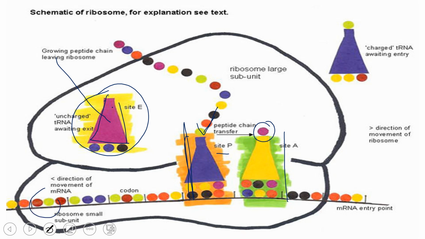And these are different codes. This code is going to be recognized by this tRNA anticodon, which we saw yesterday also. Every tRNA has an anticodon. This anticodon is complementary to these genetic codes. So accordingly this tRNA will come here at the A site and bind to it.